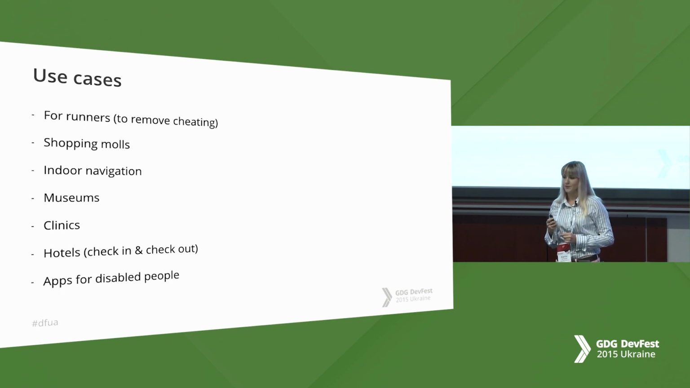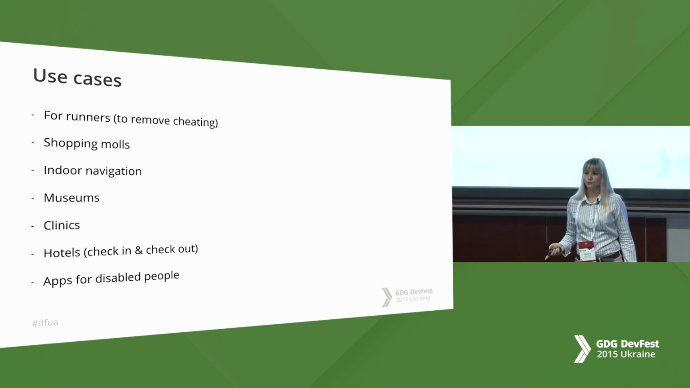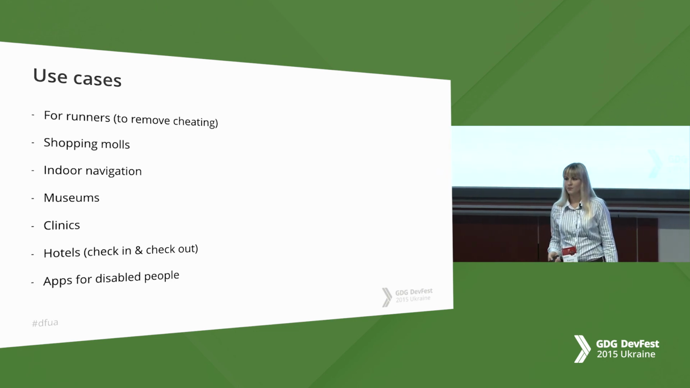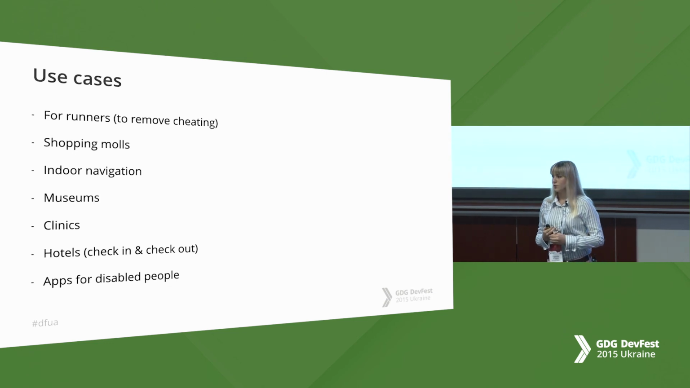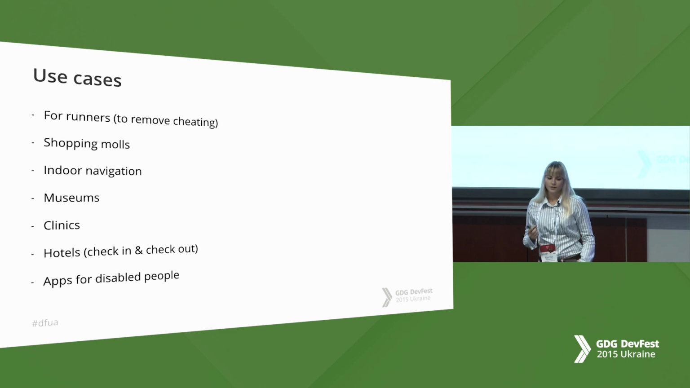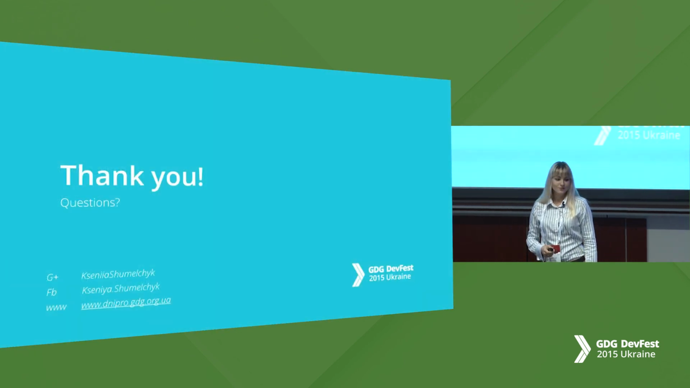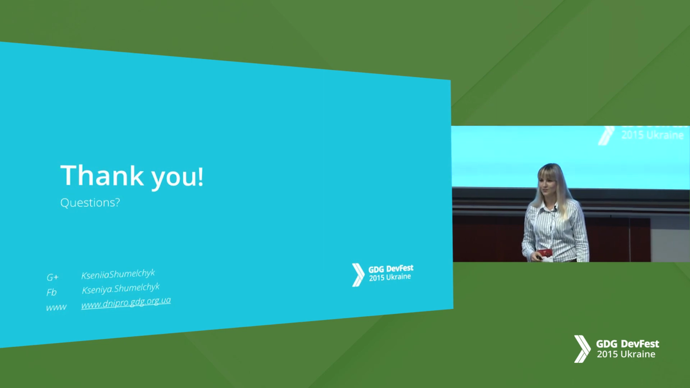The next is applications for hotels. It's more similar to applications for runners, so check-in and check-out could be performed automatically using the beacons and just an application on your phone. And the next category is applications for disabled people. So it's like audio guides, but if we have some complicated places, we could send some audio or other notifications to people with disabilities. That's all. Thank you for your attention, and if you have any questions, please ask.